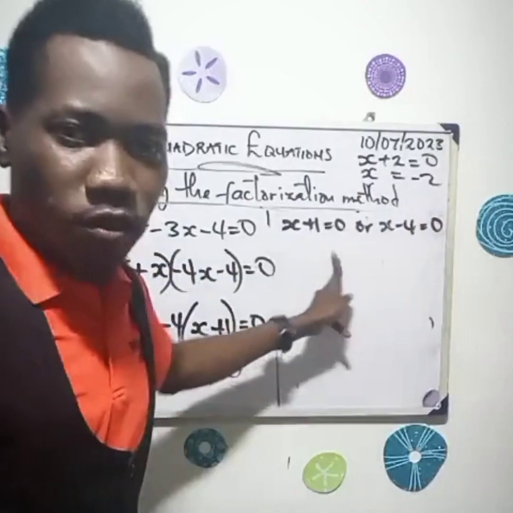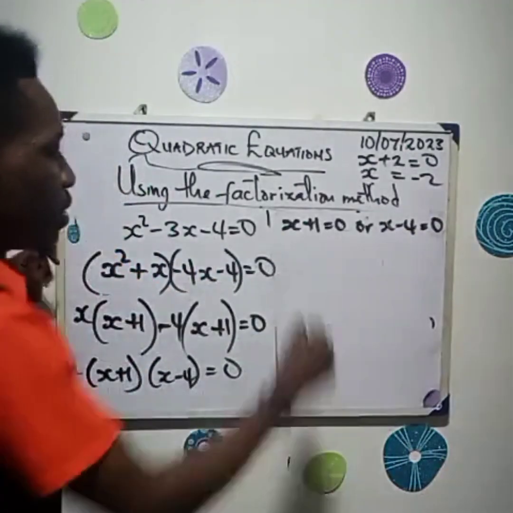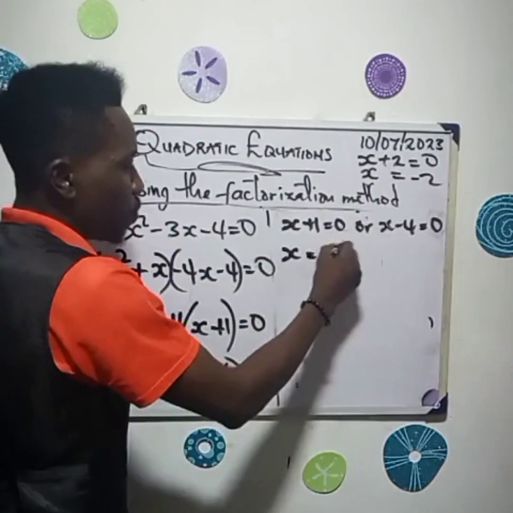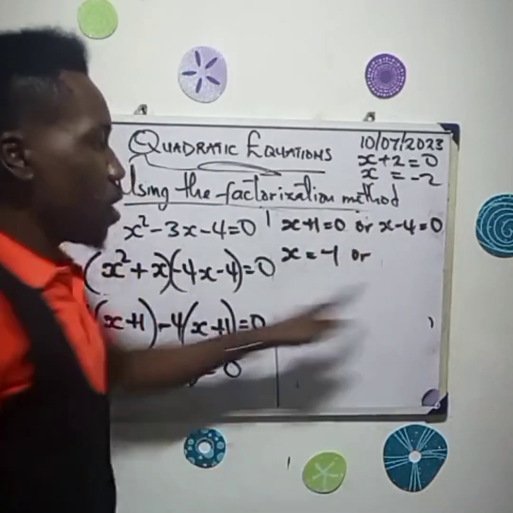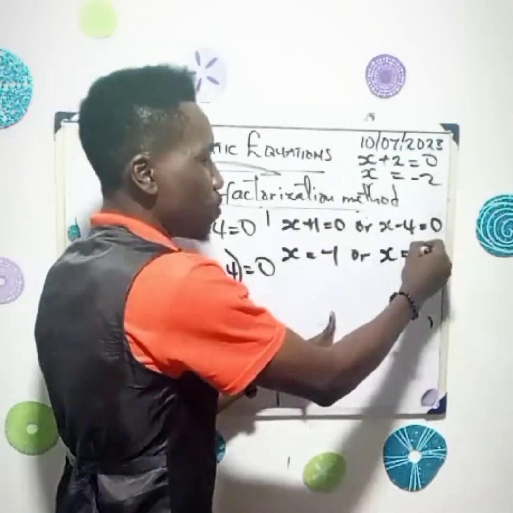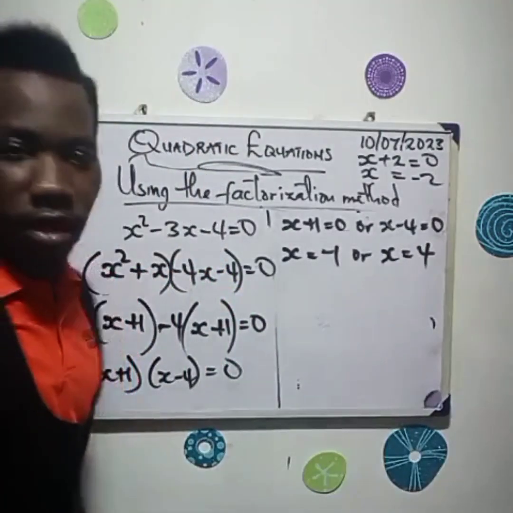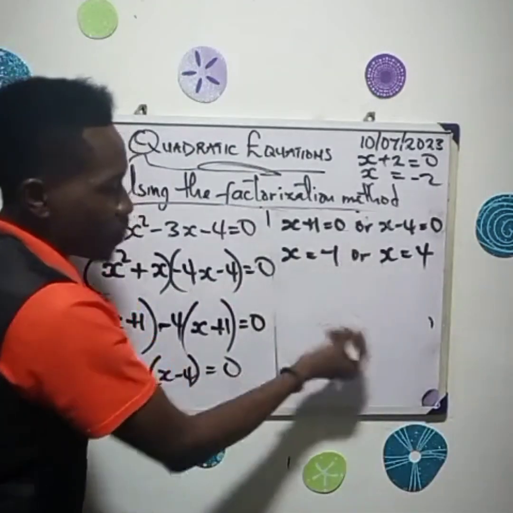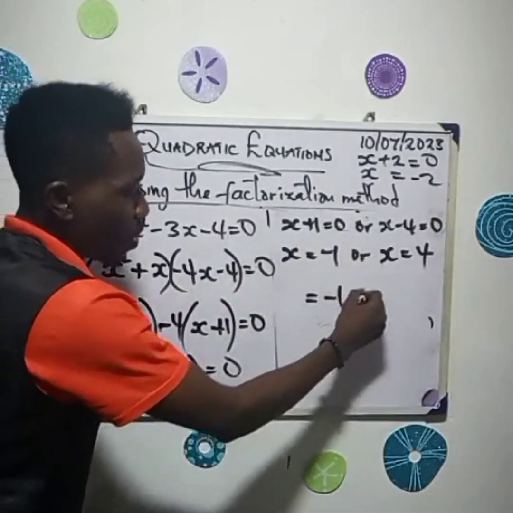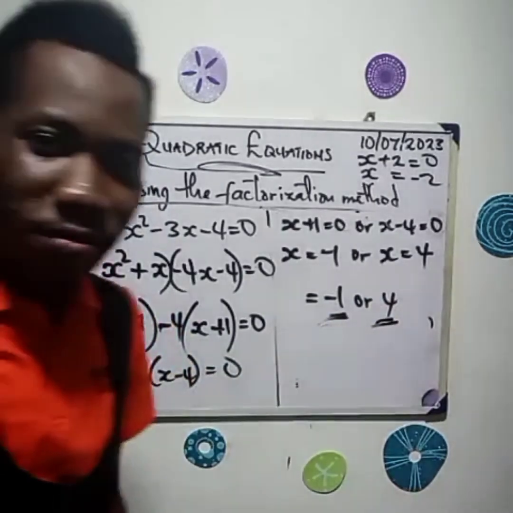So now x plus 1 equals 0. We're going to subtract 1 from both sides, and then x equals minus 1, or add 4 to both sides, and we have x equals 4. So we solve this, and the two values of x are minus 1 or 4.